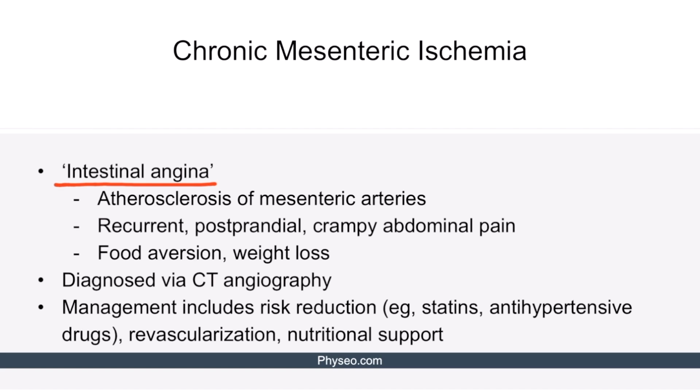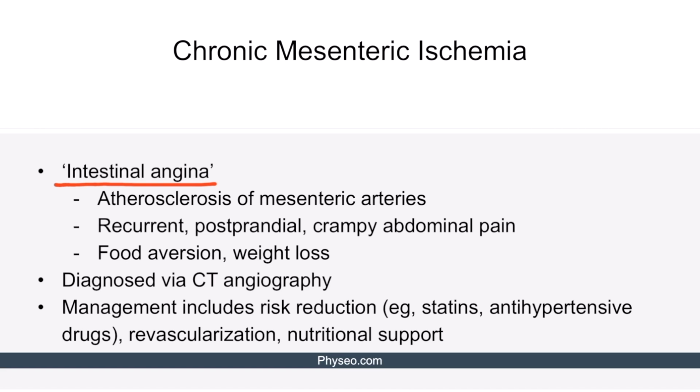And they can sometimes describe it as a crampy abdominal pain. And because the pain is induced by eating foods, then patients experience food aversion, and sometimes they get significant weight loss. And that's a reasonable response. I mean, if it hurts really bad to eat, then naturally you're going to stop eating.